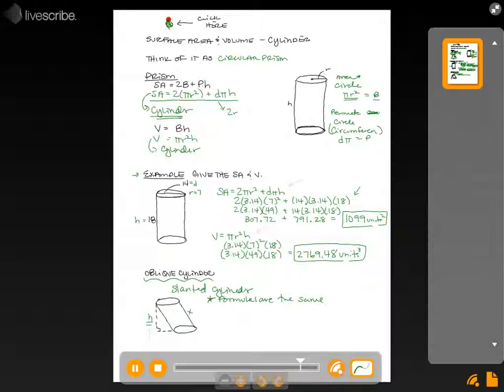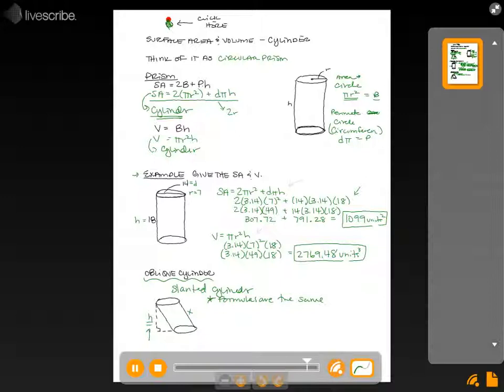So make sure that your height goes from one base to the other, from one circle to the other. That's the height you need, not the slanted height, the height that's perpendicular from one base to the other. Again, you won't see that many problems with that. I just want you to be familiar with what an oblique cylinder is. Formulas are the same. The only thing that's different is where your height's located.